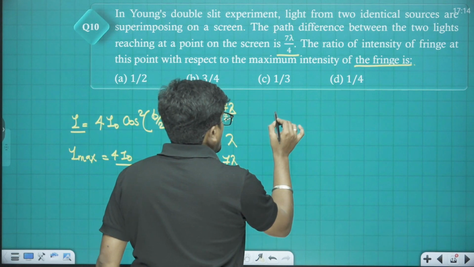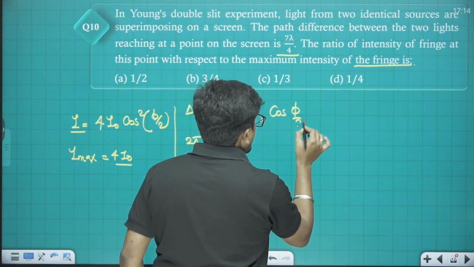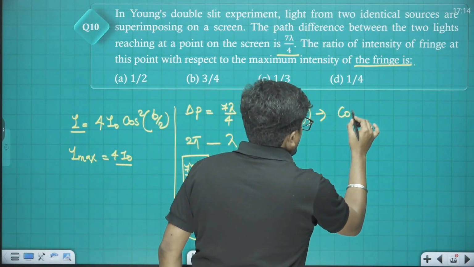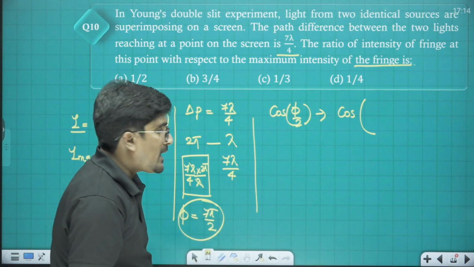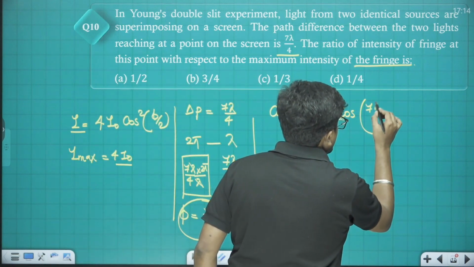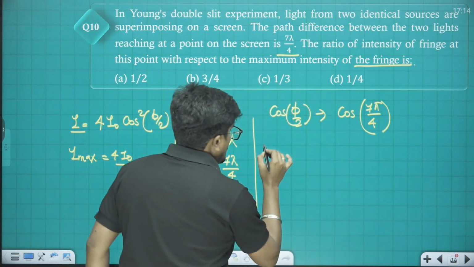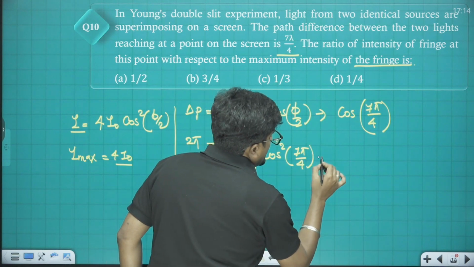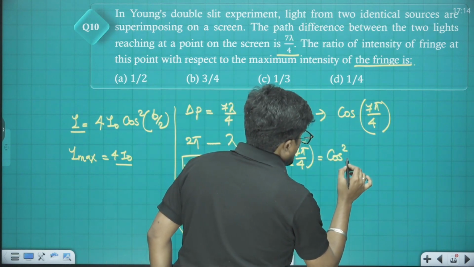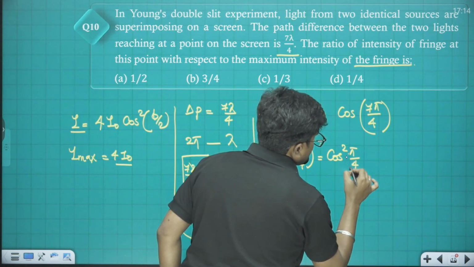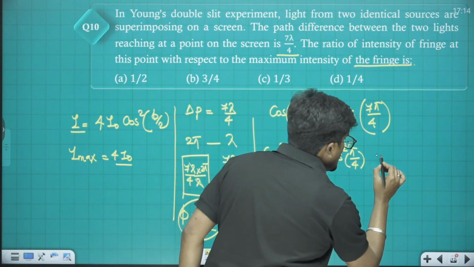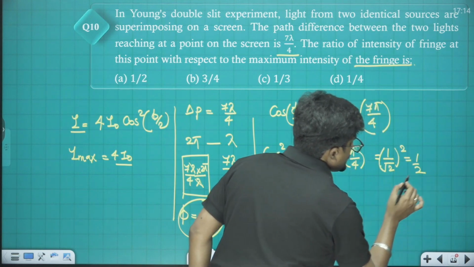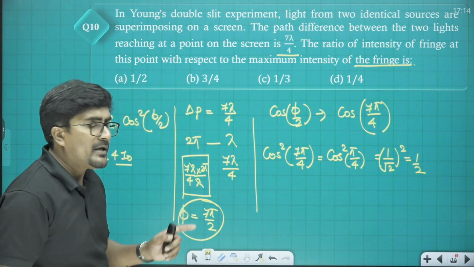Now what about cos of phi by 2 basically? Cos of phi by 2, where phi is 7 pi by 2, so here this is going to be 7 pi by 4. Now, what about cos square 7 pi by 4? That is going to be cos square pi by 4 only. That is 1 by root 2, the whole square, that is 1 by 2. So cos square phi by 2 is 1 by 2.